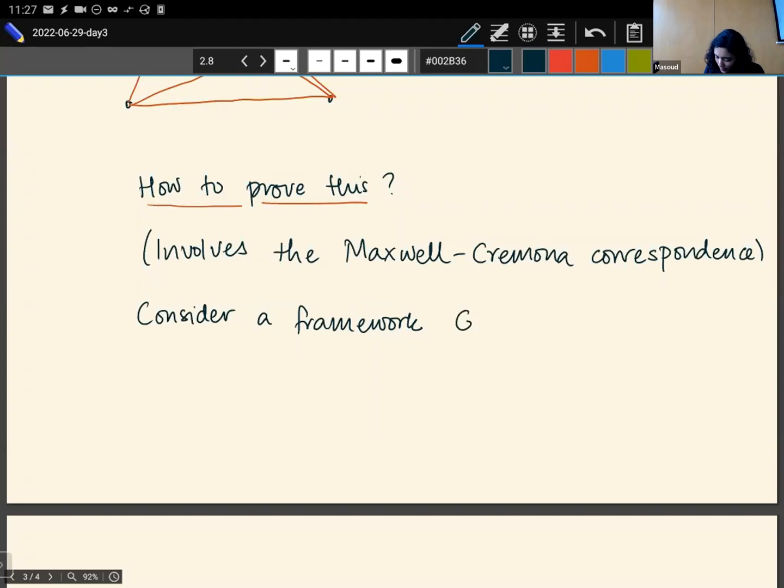Consider a framework G with vertices P and edges E. Let's say that the size of P is n, so n vertices, and the size of E is little e. And let's look at the rigidity map.